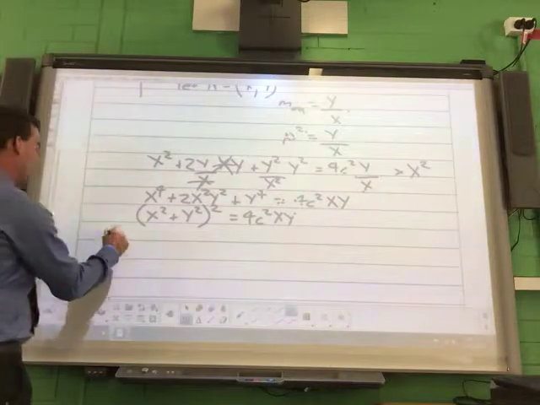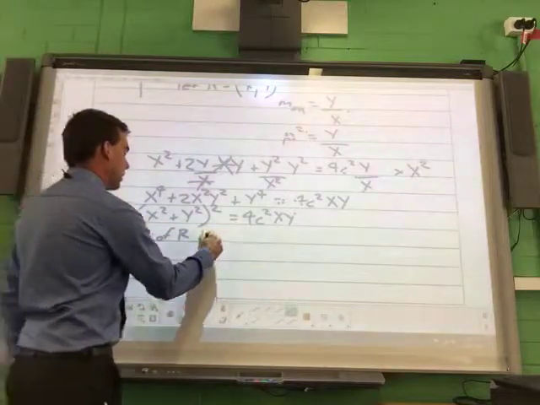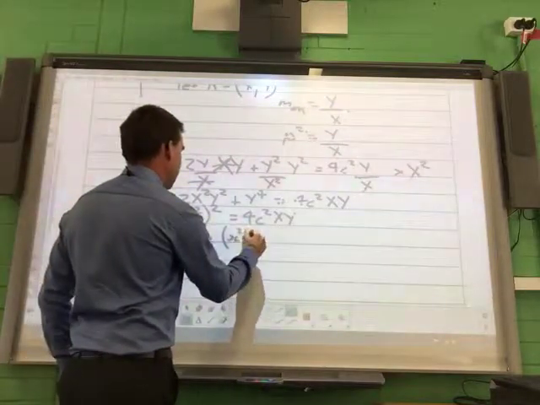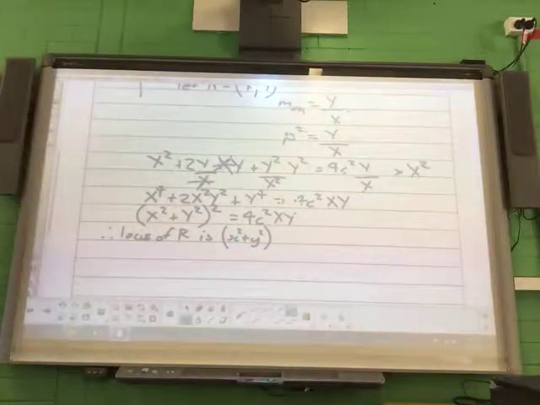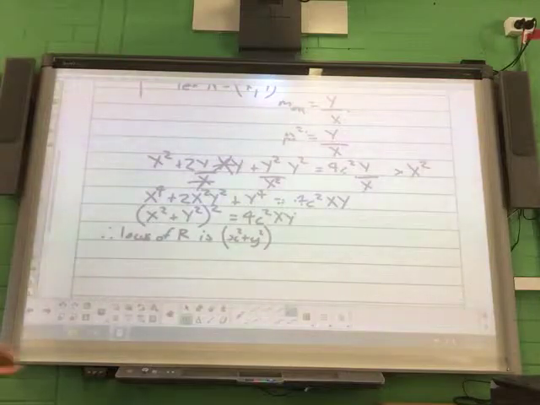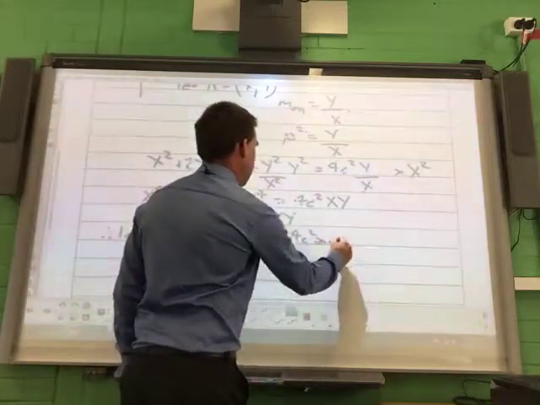So therefore, the locus of N is going to be x squared plus y squared, all squared, is going to be 4c squared xy. We can go back to lowercase, because now we're showing the path, not just a point.